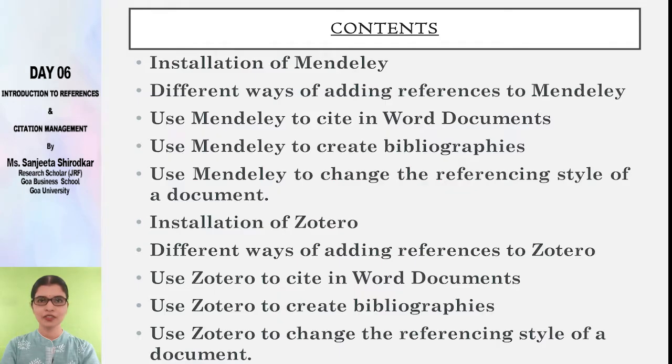So in this session, we are going to particularly deal with two very well renowned and helpful tools which could help you in automating your referencing and citation and which could make your life literally very easy, and they are Mendeley and Zotero. These tools are specifically beneficial for those researchers and academicians who are struggling with their referencing and citations.